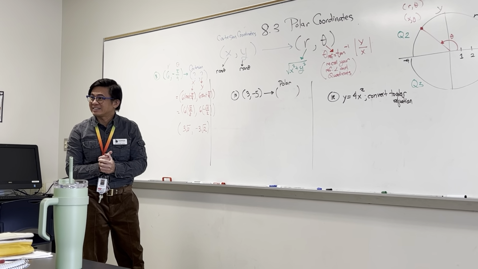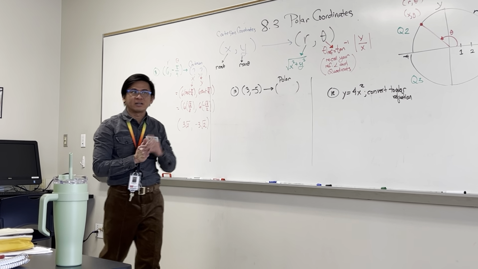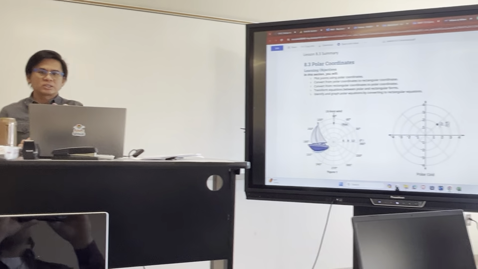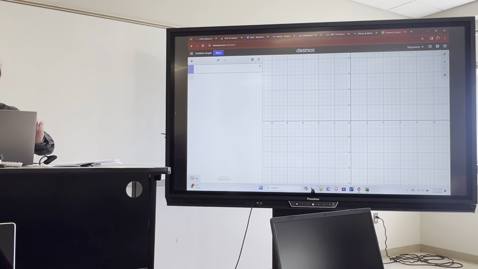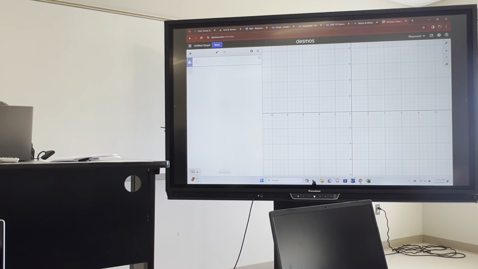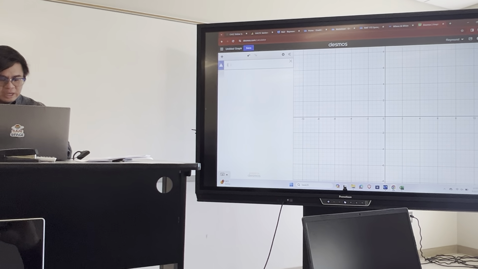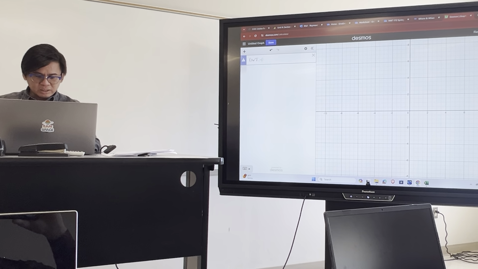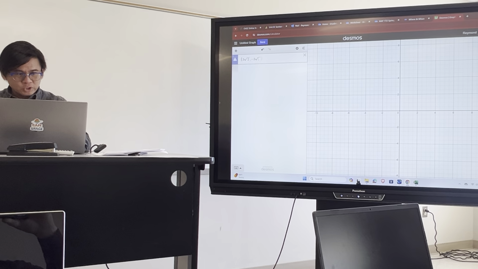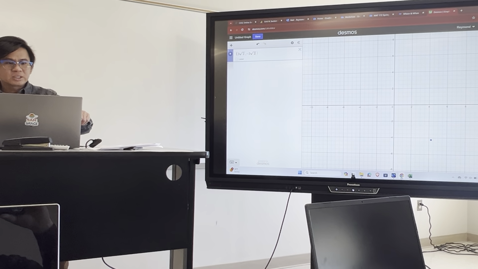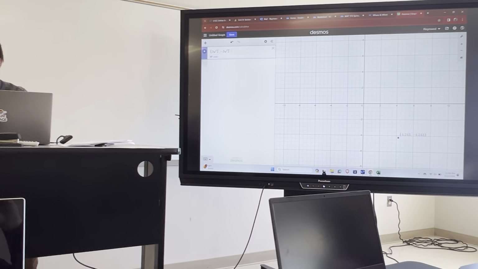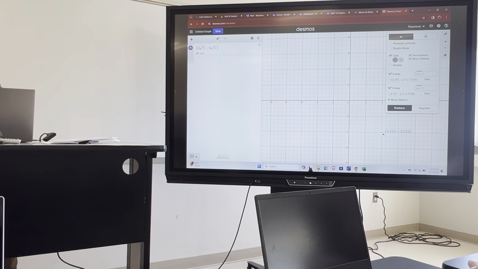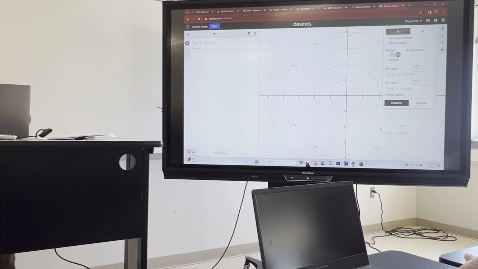Are we good, guys? Now let's verify if we got the answer right. Let's go to our Desmos and put in the values for x and y in here. What did it say? 3 square root of 2, comma, negative 3 square root of 2. That is our value. Now let's go to our polar coordinates and see what value that one is.